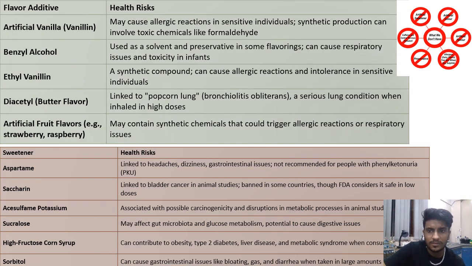And then finally, you have certain other flavors like vanilla, benzyl alcohol, diacetyl that have been said to be related with a lot of diseases like intolerance, serious lung infections, triggering allergic responses, respiratory responses, and then sweeteners like aspartame causing phenylketonuria, saccharin leading to bladder cancer, acesulfame leading to disruption in a lot of metabolic processes. High fructose corn syrup is involved in a lot of metabolic diseases, cardiometabolic diseases, and sorbitol involved in a lot of bloating, gastrointestinal issues. So this was just a brief glimpse of the things that are going to be covered in the series.